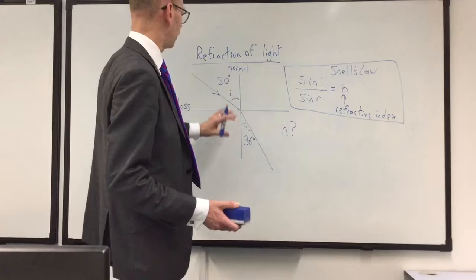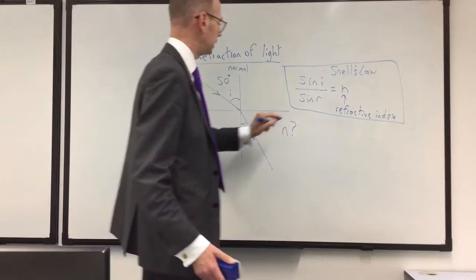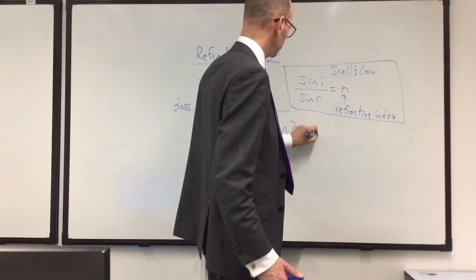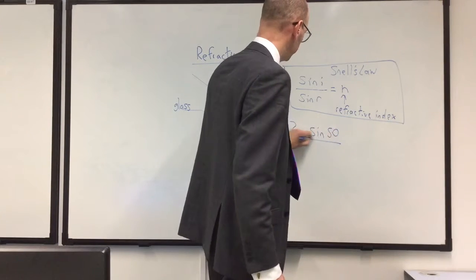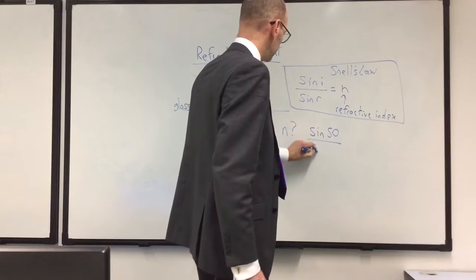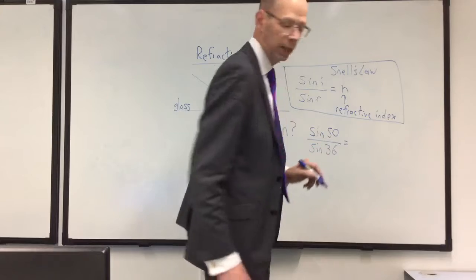Okay, so we're going to try and work out our n value. So we've got I as 50, R as 36. It's fairly straightforward. Substitute into this equation. Sine I is going to be sine 50. Sine R is 36. And that's going to give us our n value.